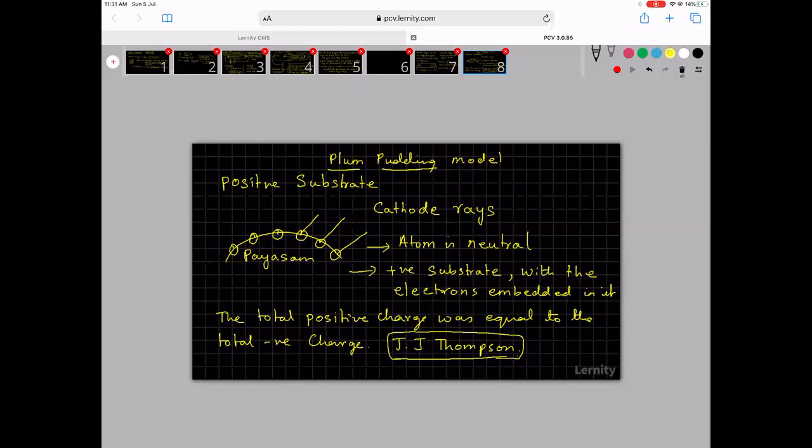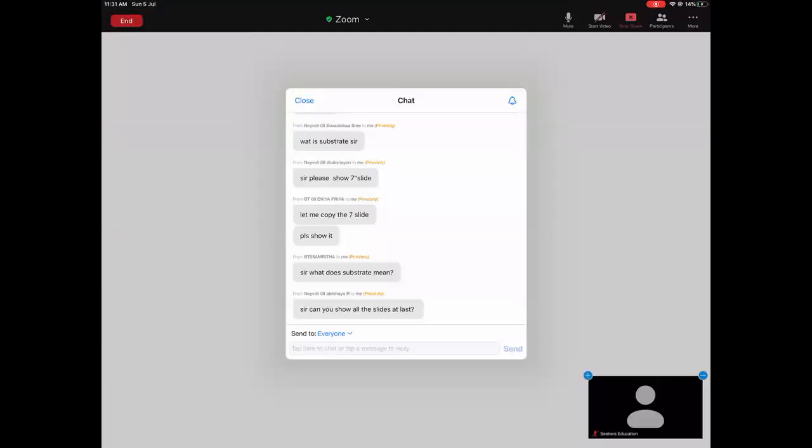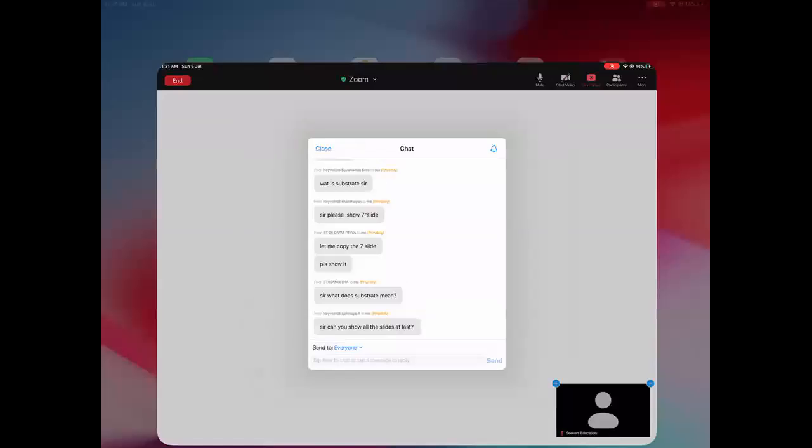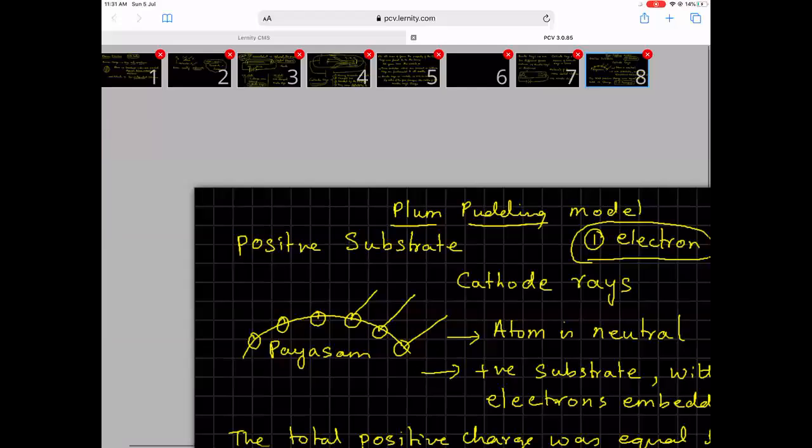Okay, now if you understand this, we will go ahead. What this explained is that this model has given us one fundamental particle of nature called the electron. So Thomson is responsible for the discovery of the electron. I hope I have explained everything. Substrate, everything I have explained. Substrate is like the majority, the underlying part.